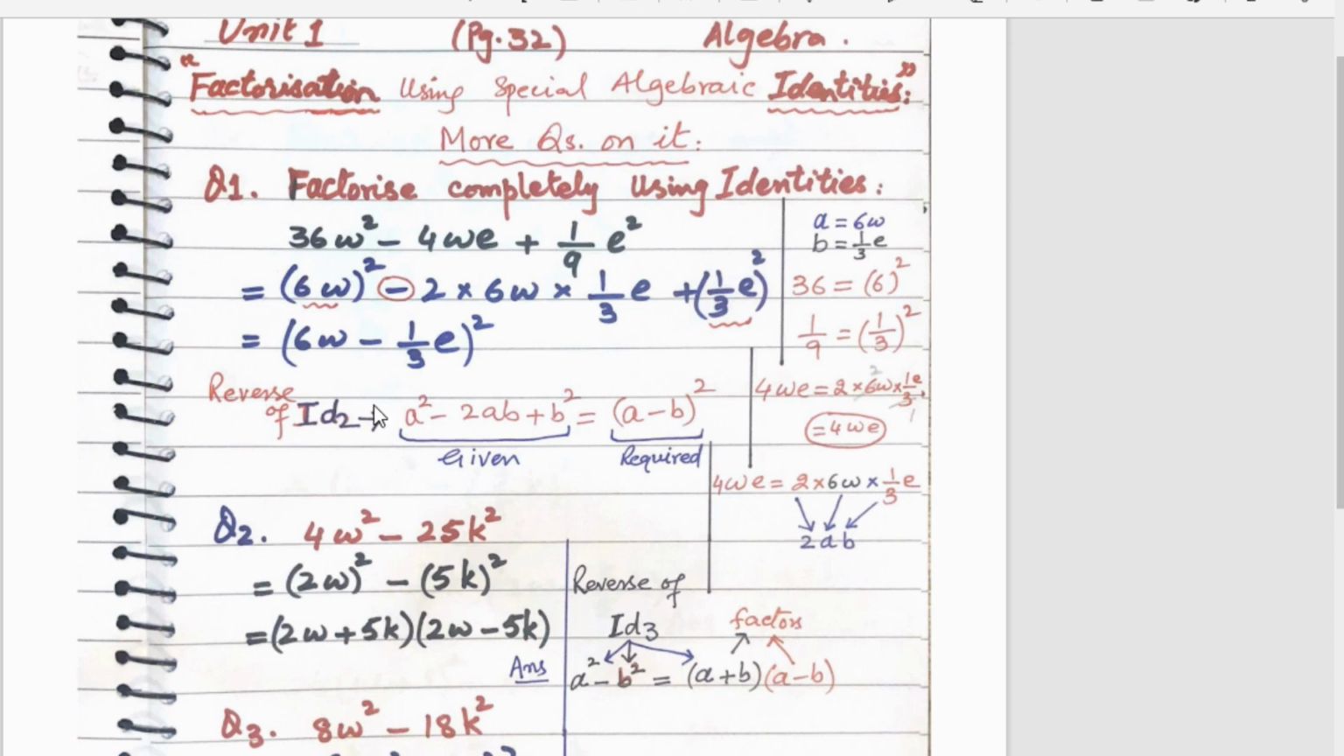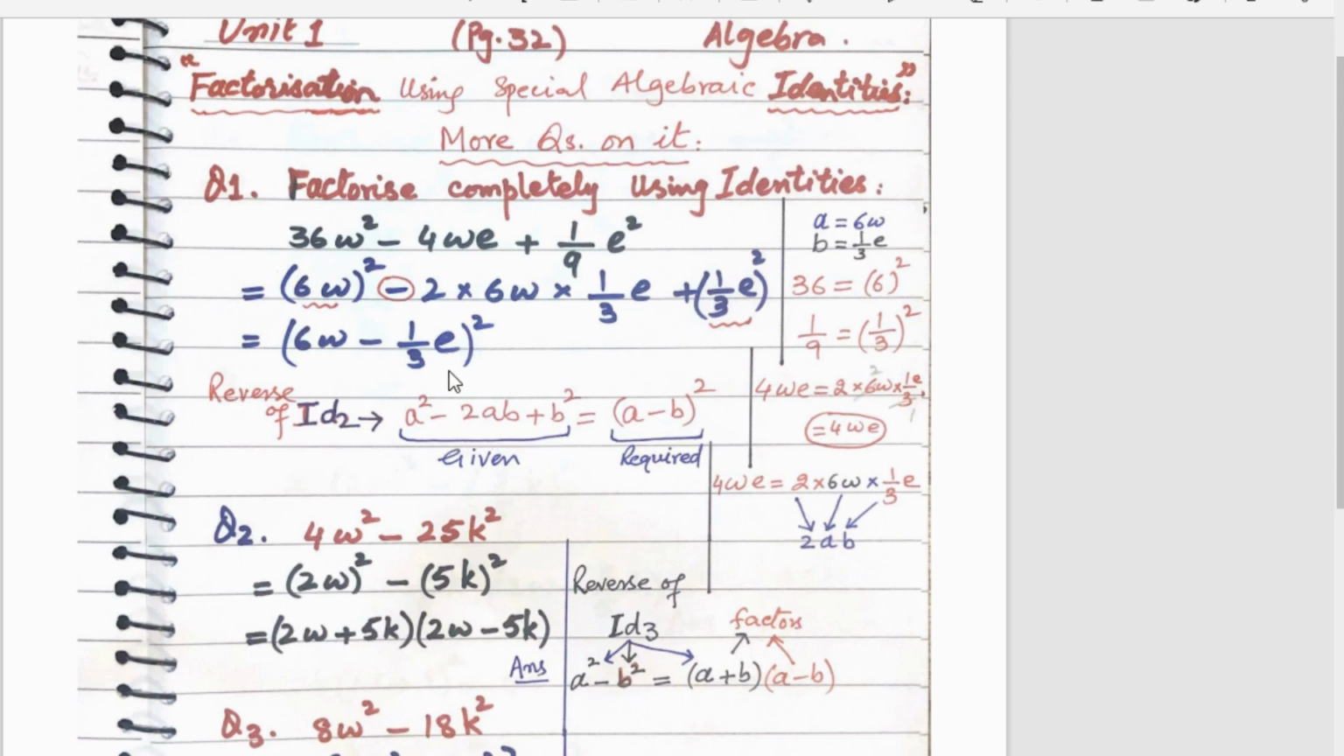This portion is given. When a portion of an ID is given to us, we will move towards the other portion. Whether that is the right hand side or left hand side, we don't have any concern with that. We will move towards the other side of the ID. Now the other side is a minus b whole square. So we will move towards this, and to get this we will convert the given expression in the form of a square minus 2ab plus b square.